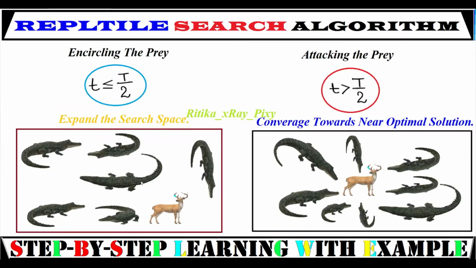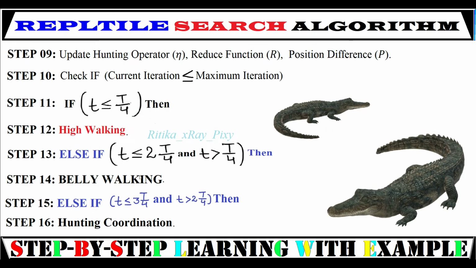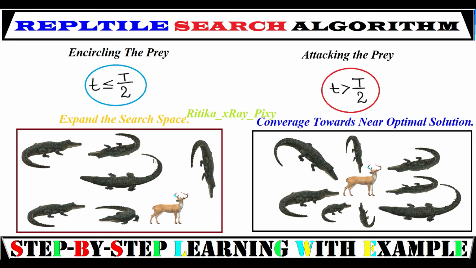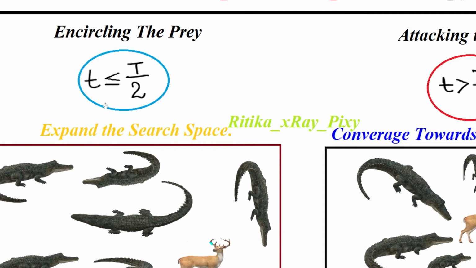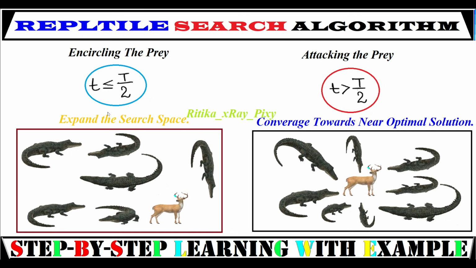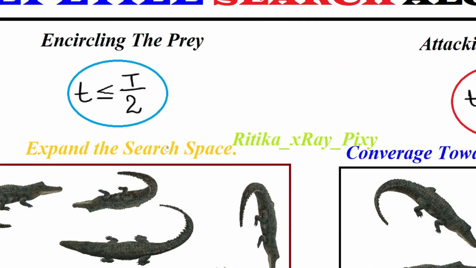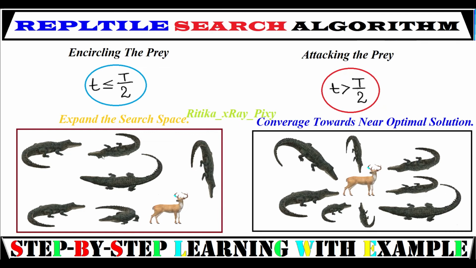Now you can see here we have hunting coordination, hunting cooperation, valley walk, high walk. Now we will try to understand the mathematical models for this. So in this algorithm first we will encircle the prey. Before encircling the prey, first we will search that target in the search space and then we will attack. So here first we will encircle the prey, we will expand the search space, we will check whether the current iteration is less than or equal to the maximum number of iterations divided by 2.